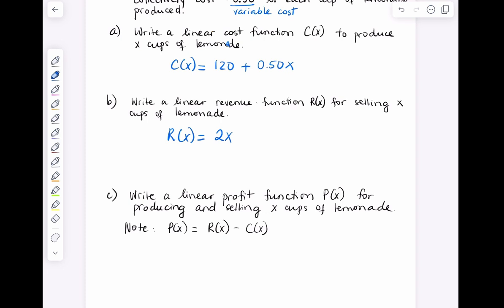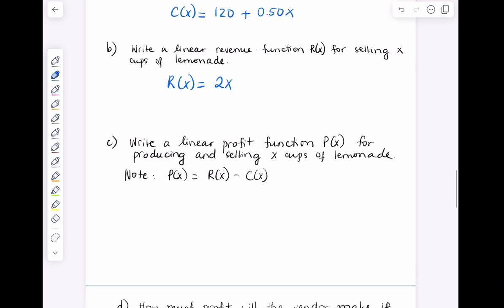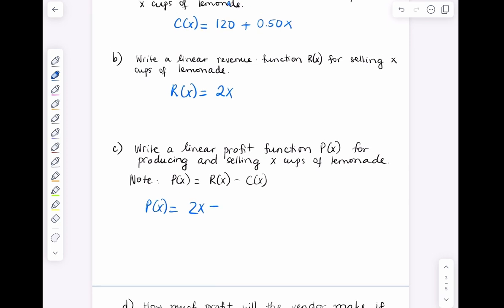Write a linear profit function, P of x, for producing and selling x cups of lemonade. Profit is calculated by revenue minus cost. So we're looking at revenue is 2x minus cost. We are going to put the whole cost function in parentheses. Now we simplify. We distribute the negative. Think of this as a -1. We'll get minus 120 and then minus 0.5x. Then you can combine like terms. 2x minus 0.5x should give you 1.5x minus 120. So this right here is the profit function.